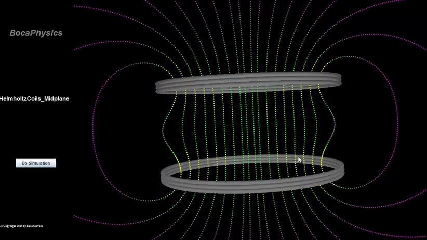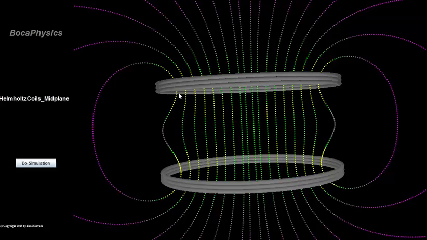For clarity, only the field lines that lie in one plane are plotted. The magnitude of the field is indicated by colors, with green corresponding to the magnetic field magnitude in the middle between the coils, and pink corresponding to a smaller magnitude of the magnetic field.